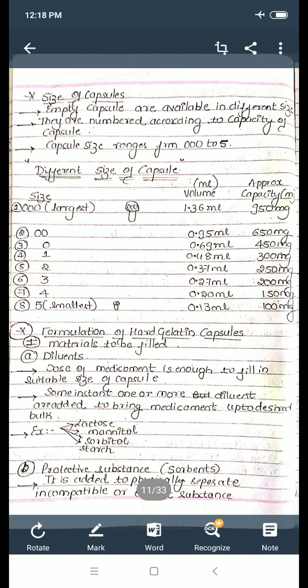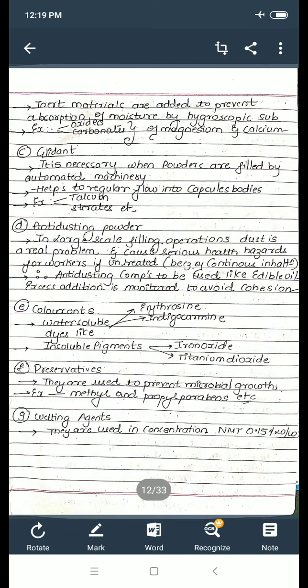Apart from diluents, protective substances are also added. They are also called sorbents. They are added to physically separate incompatible or eutectic substances. So inert materials are also added to prevent absorption of moisture by hygroscopic substances. Examples are oxides or carbonates of magnesium and calcium.